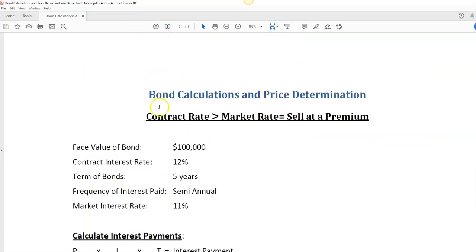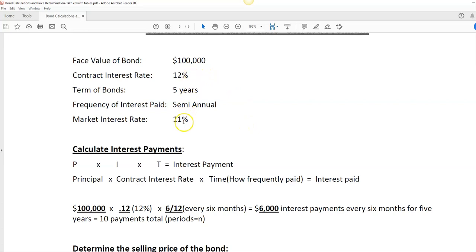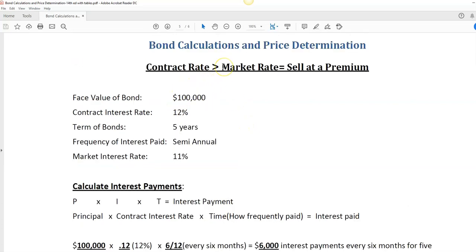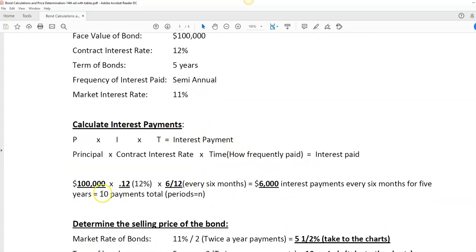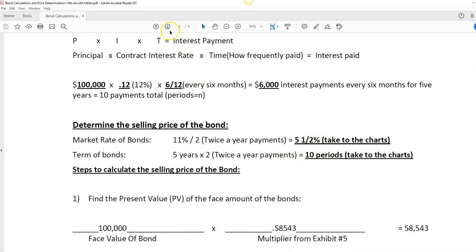Okay, next we're going to look at premium. Contract is going to be greater than market. That's how I know. Contract is 12%, market is 11%. Same formula here. This doesn't change. This always stays the same. And here, 11% divided by 2 is 5.5% and 10 periods. So these are the numbers that I'm going to take to the chart.